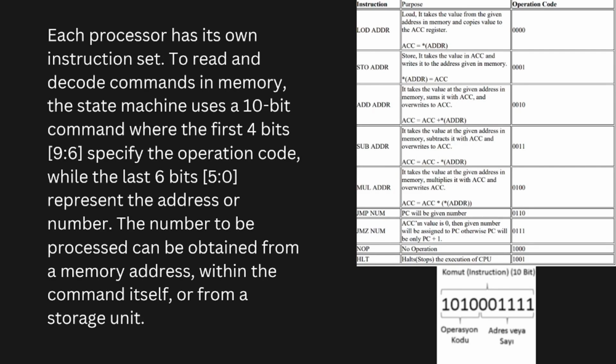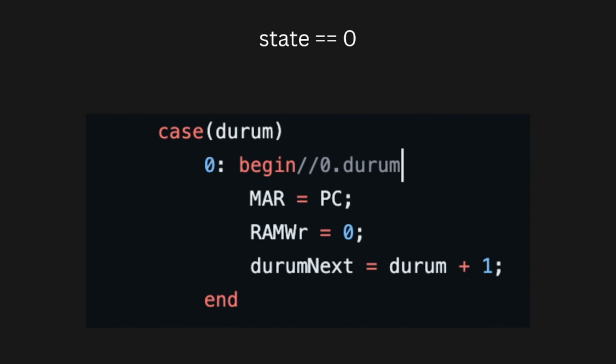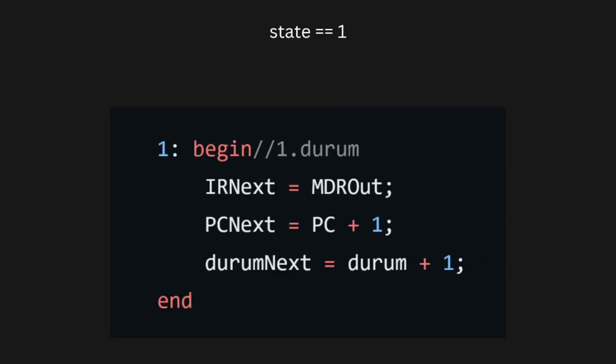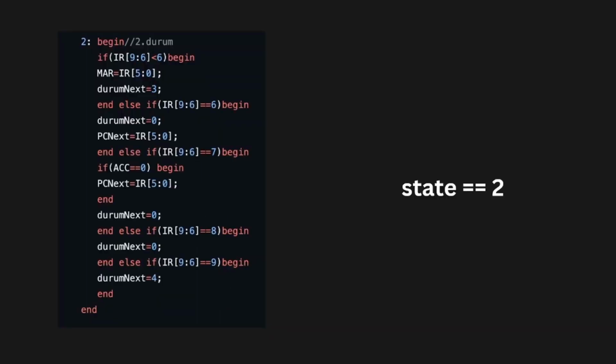This is a table, these are the instructions that you can use in Phenomenal. The table at the right is the instruction set for the simulator that I showed you a few minutes ago. And all of the instructions are written here, you can check it out. This is state 0, where we define a case, and we begin, and we set MAR equal to PC, and we set RAM WR equal to 0, which is write, and we add 1 to the state. We also begin another thing that you can check out. This is state 2.